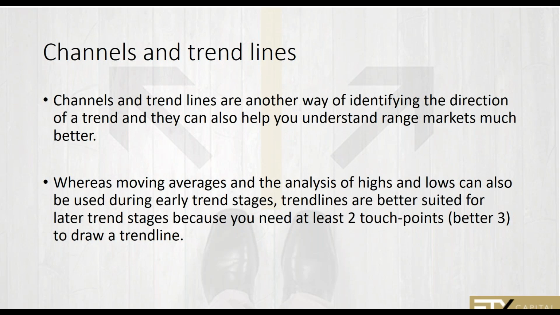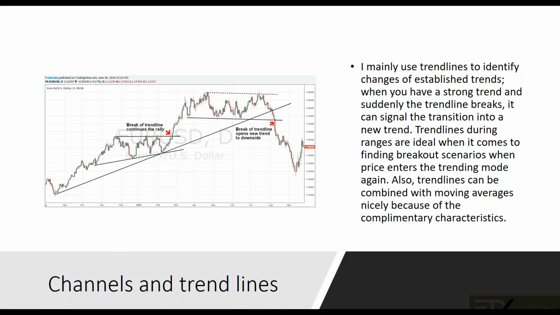Whereas moving averages and the analysis of highs and lows can also be used during early trend stages, trend lines are better suited for later stages because you need at least 2 touch points, better 3, to draw a trend line. So I mainly use trend lines to identify changes of the established trend. Now remember, a trend line is completely different than a trend, because once a trend line has been broken by price, that trend line is no longer valid. Whereas a trend can dip down and recover, dip down and recover, and it can still continue to be an uptrend.